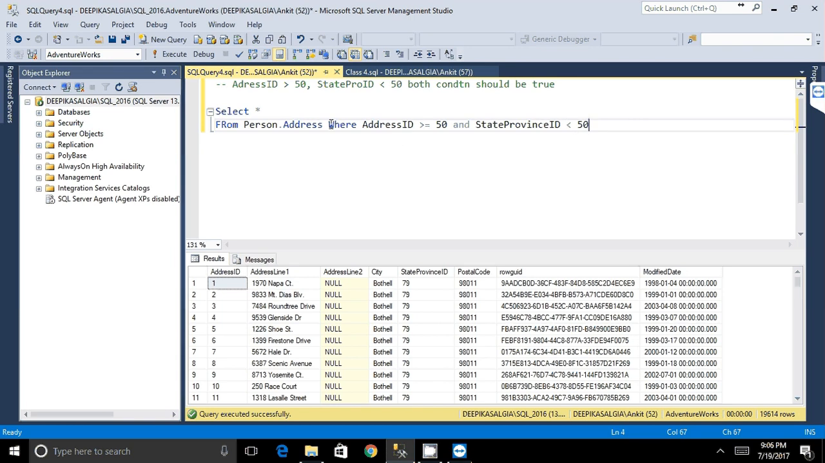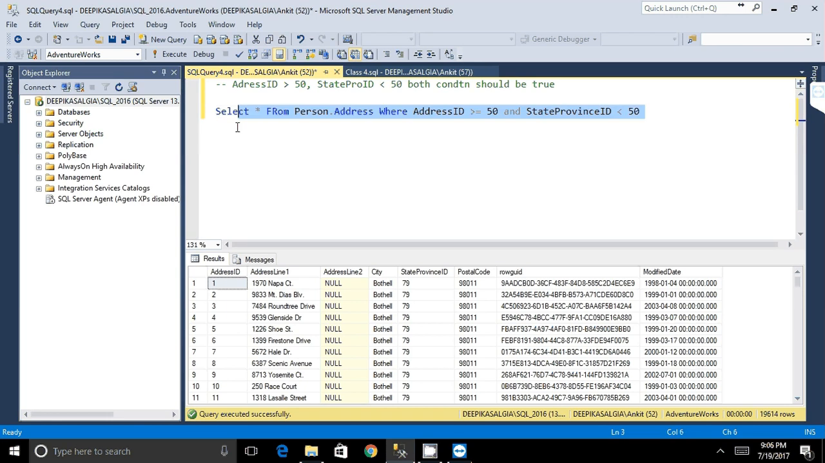So does anyone think this query needs any change, or should this query work fine? Or do you think I need to make any changes to the query logic, or the query is wrong? Anyone has an input about what I should do, or should I just run it?